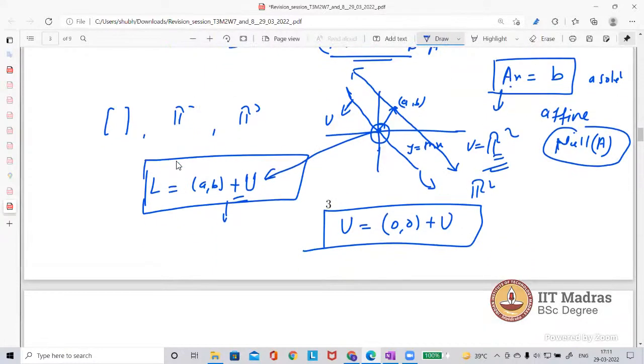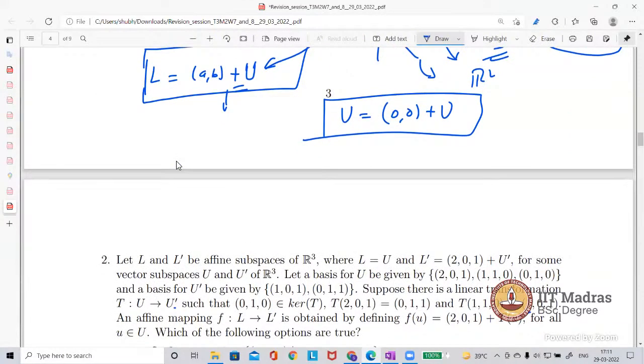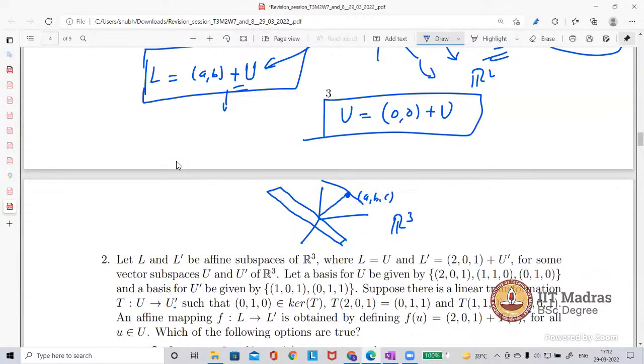Similarly, there is a concept in R3 also, a very similar concept. Suppose this is R3, a vector space where, as usual, addition and scalar multiplication are coordinate-wise. This is a vector subspace of R3, and let's say this plane passes through the origin. If you want to find an affine subspace which passes through the vector (A, B, C), just shift this plane parallelly to here.